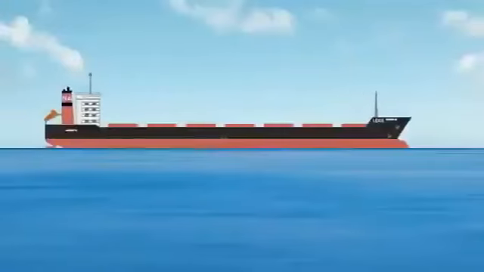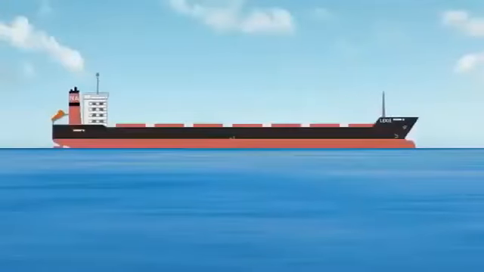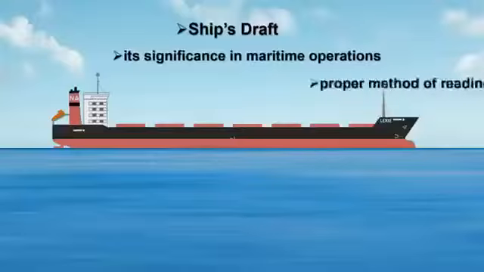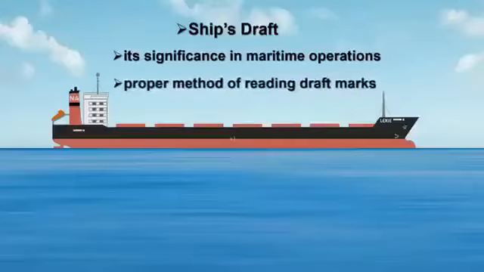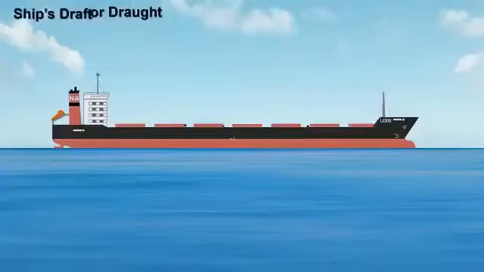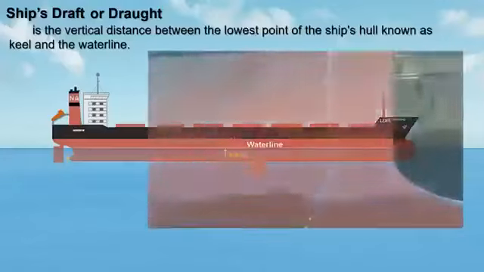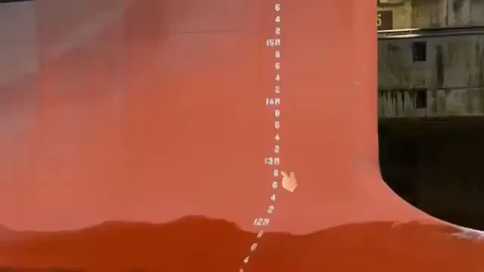In today's video, we'll explore the concept of a ship's draft, its significance in maritime operations, and the proper method of reading draft marks. Ship's draft is the vertical distance between the lowest point of the ship's hull, known as keel, and the waterline. This is what draft marks look like.